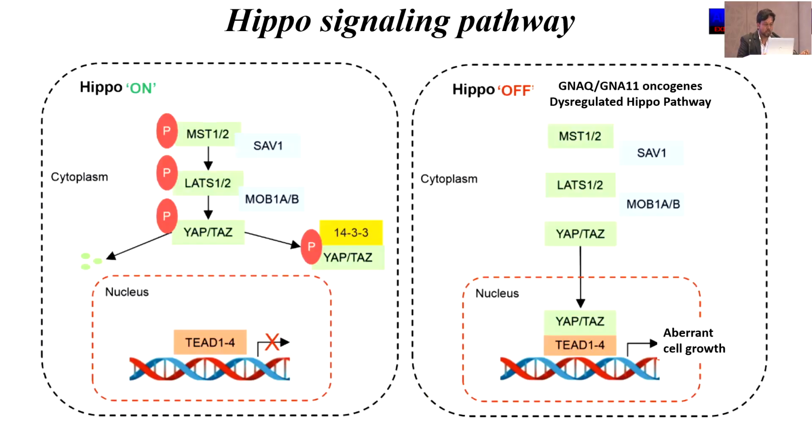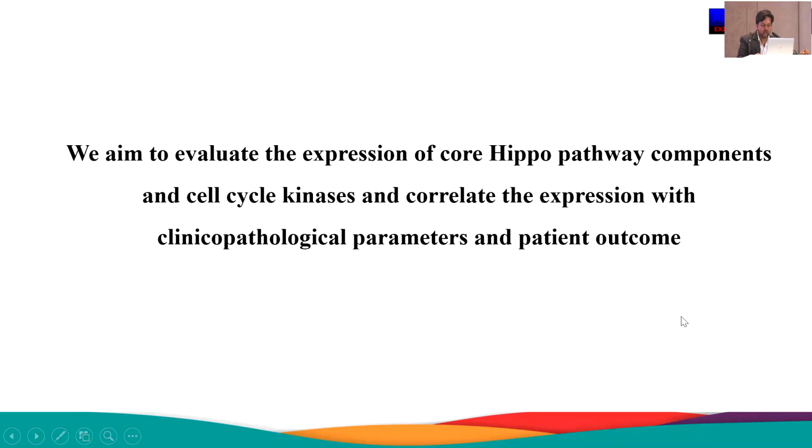In the Hippo pathway, we have on and off states. In the on state, YAP-TAZ, which is the central mediator of this pathway, is sequestered in the cytoplasm by binding with 14-3-3 protein, and there is no transcription of genes. Whereas when the Hippo pathway is off, due to dysregulation from GNAQ and GNA11 mutations, YAP-TAZ goes into the nucleus and causes aberrant cell growth. Therefore, we aim to evaluate the expression of core Hippo pathway components and cell cycle kinases and to correlate with patient outcome.